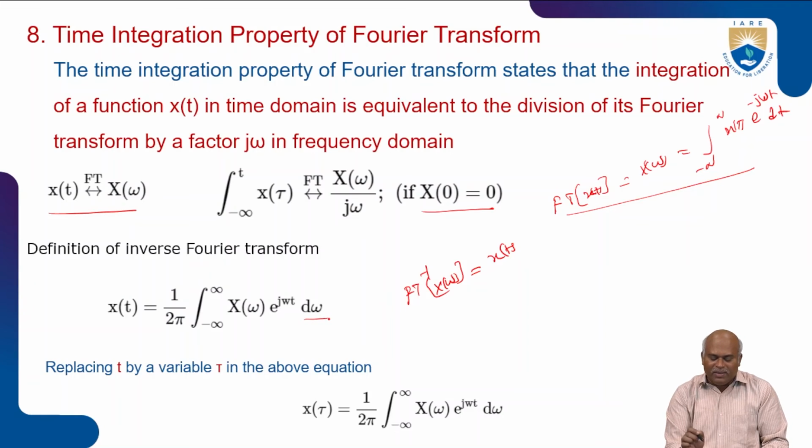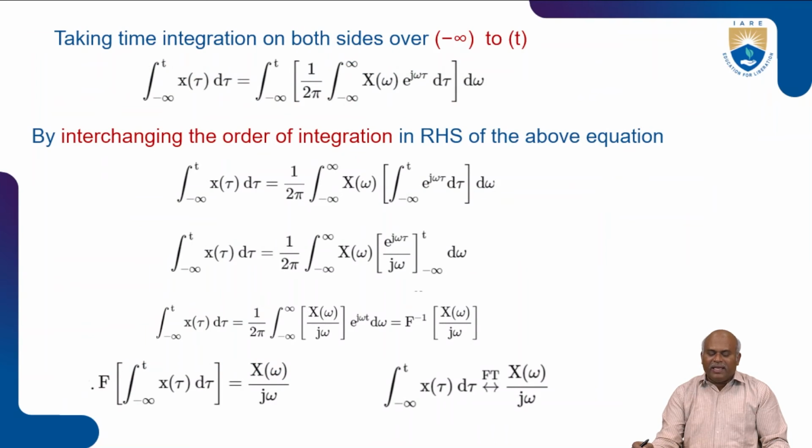Now we should substitute t with tau in the inverse Fourier transform condition. So I write x of tau is equal to 1 by 2 pi, integration from minus infinity to plus infinity of X of omega e power j omega t d omega. Next, taking the integration on both sides over minus infinity to t.